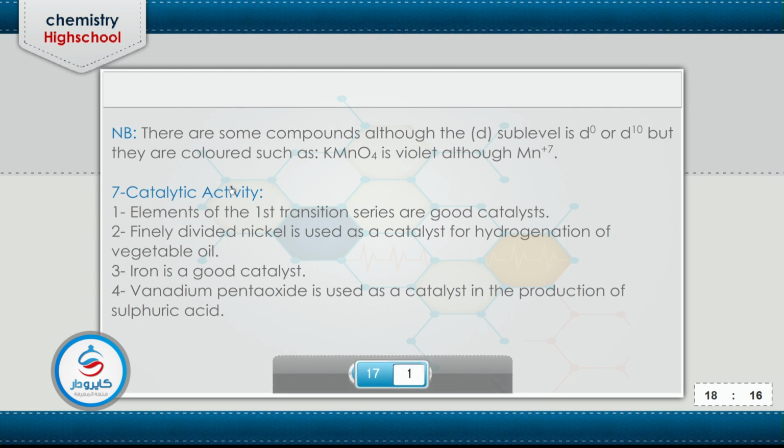Now we'll study the catalytic activity of the first series of transition elements. Number 1: elements of the first transition series are good catalysts. Number 2: finely divided nickel is used as a catalyst for hydrogenation of vegetable oil. Number 3: iron is a good catalyst. Number 4: vanadium pentoxide is used as a catalyst in the production of sulfuric acid.